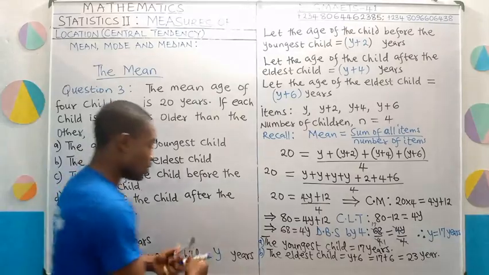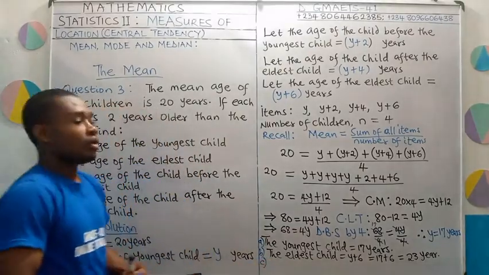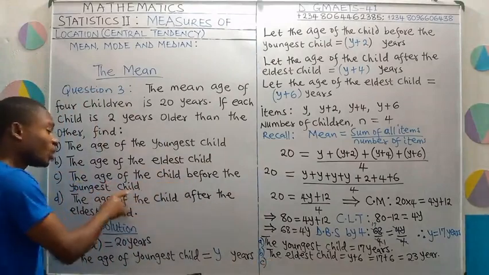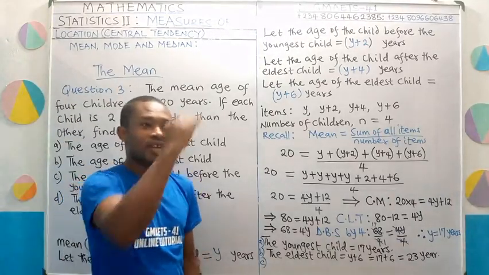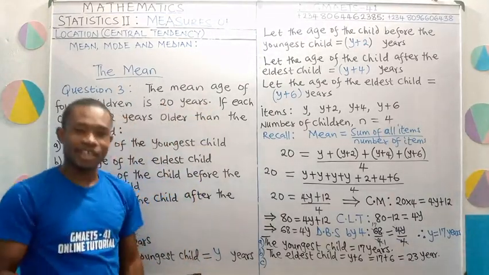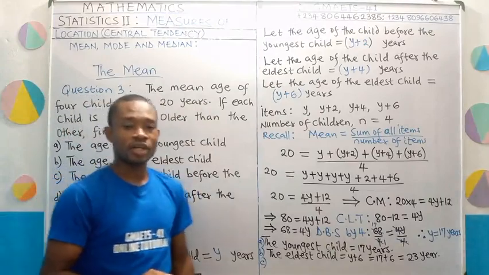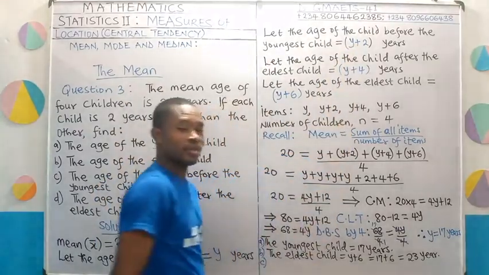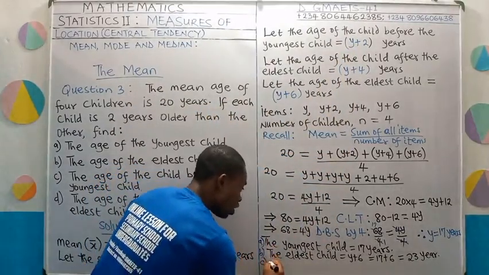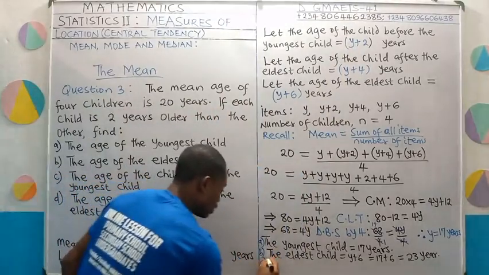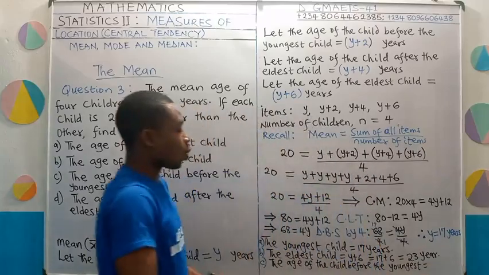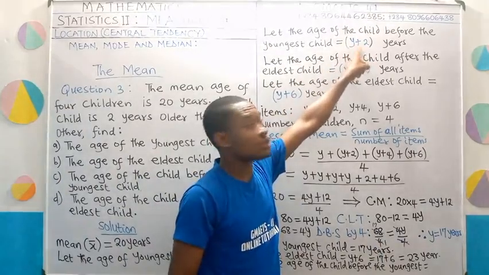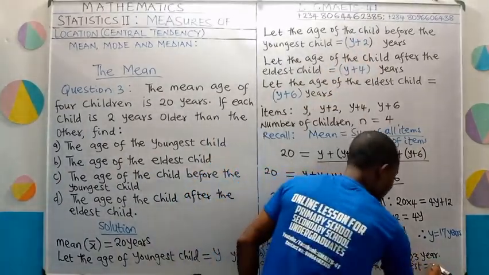We are moving on. C. What about the age of the child before the youngest child? You know, we are giving birth before the youngest, before the last born. You have the child before him. And that child is 2 years older than the youngest. So, the age of the child before the youngest child, I'll just work it once. Let's look at that. Y plus 2. Y is 17. So if you add 2, you are going to get 19 years.